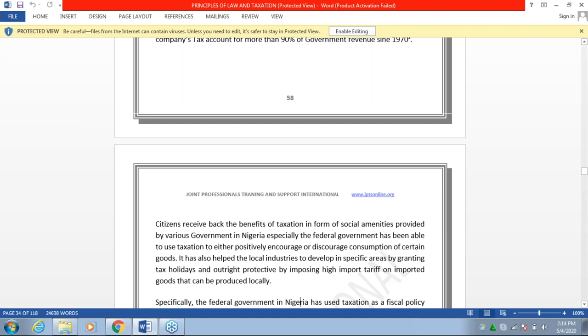Especially the federal government, they have been able to use taxation to either positively encourage or discourage consumption of certain goods.